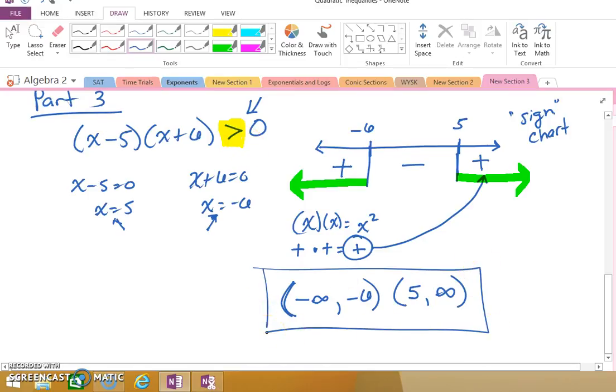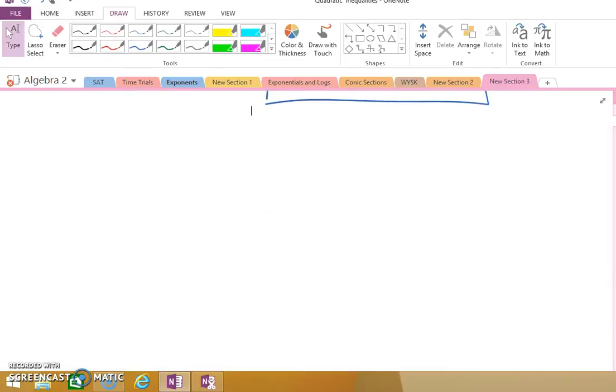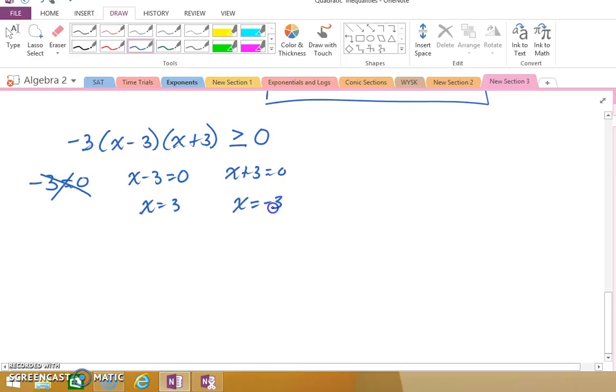Now once you understand this, we can do quite a few different problems that work very similarly. We could do something that looks a little bit like this: negative 3, x minus 3, x plus 3 is greater than or equal to 0. So we're going to set each factor equal to 0. Negative 3 equals 0, that can never happen. x minus 3 equals 0, x plus 3 equals 0. I'm left with x is 3, x is negative 3.